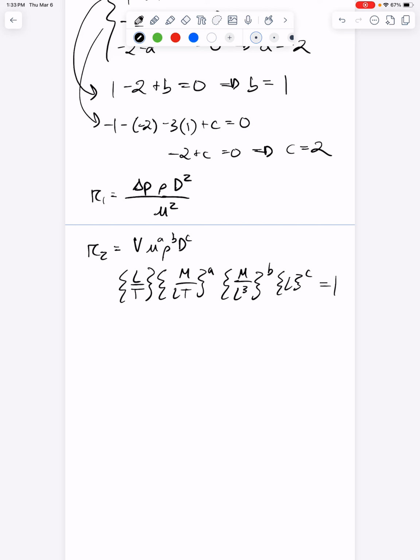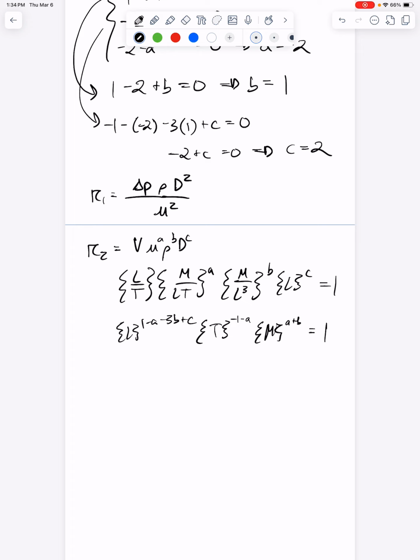I'm going to group together my L terms. From v, L to the power of 1. From mu, L is to the power of negative 1 to the power of a, so minus a. For rho, L to the power of 3 in the denominator, to the power of b, so minus 3b. And finally, L to the power of c. For t to the negative 1, t would be in the denominator for viscosity, so minus a. For unit mass, it only exists in viscosity and density. Therefore, a plus b equals 0.